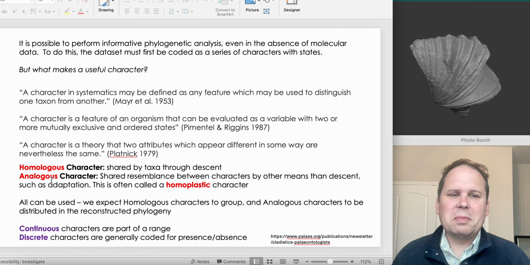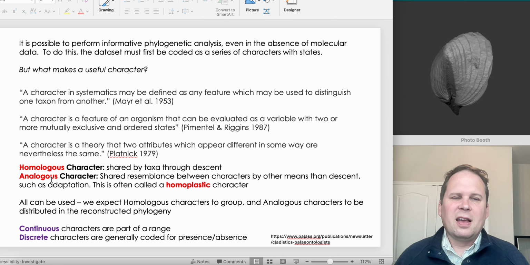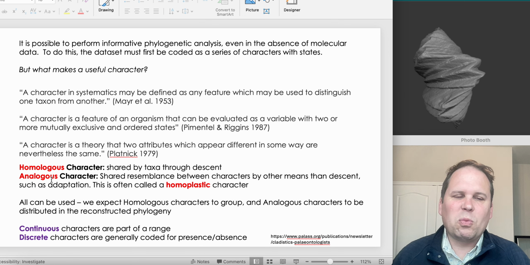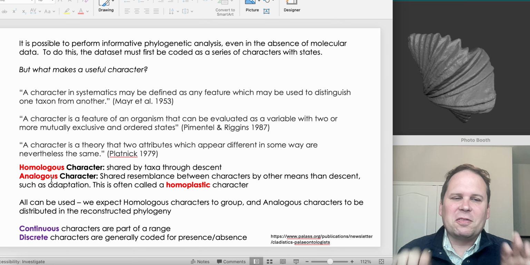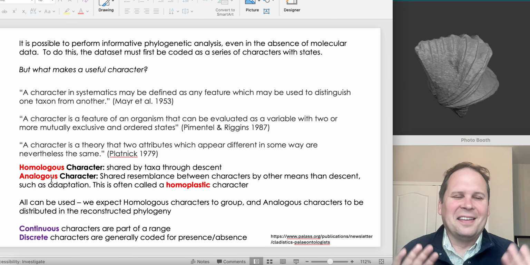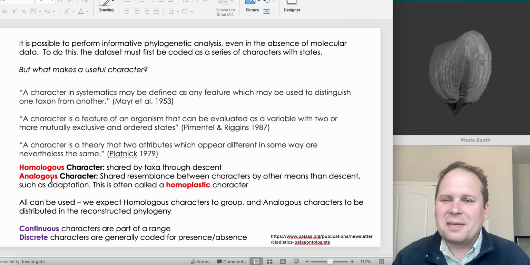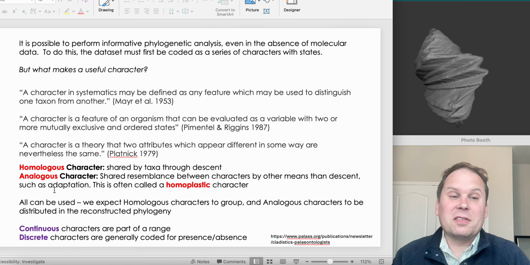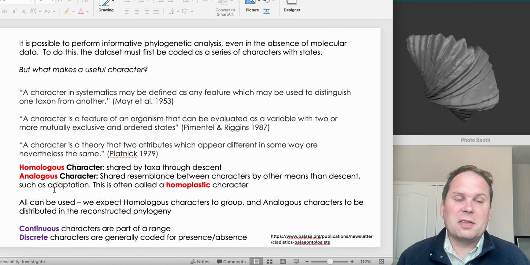Analogous characters are going to be characters where you have convergent evolution. Basically, you have a similar thing, like a shell that's wider than it is long. That could come from a lot of different types of shell. Like you can have mollusks that do that. You can have arthropods that do that. It doesn't necessarily mean that these things are particularly closely related. So analogous characters are going to end up spread all over the tree. Homologous characters are going to end up clustered on the tree.